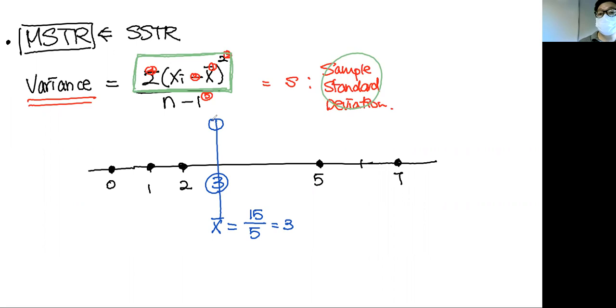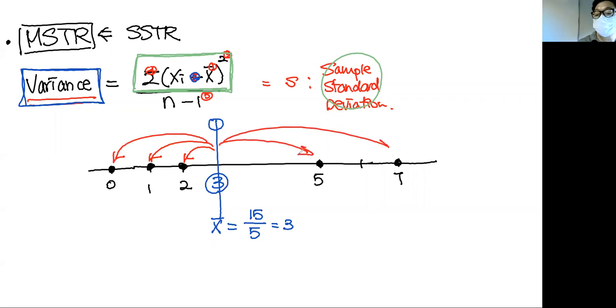What was step number 2? Now we are discussing the variance, right? Step number 2 was take the difference. It was the distance from the sample mean. So 0 minus 3 will be negative 3, and 1 minus 3 will be negative 2, and 2 minus 3 will be negative 1. On the right-hand side, 7 minus 3 will be positive 4, and 5 minus 3 will be positive 2.